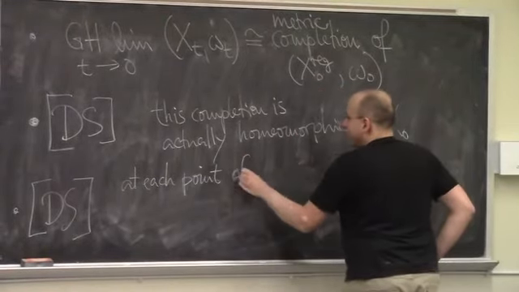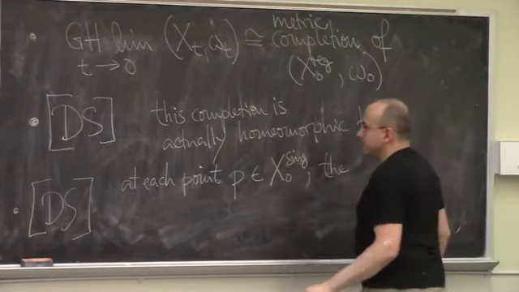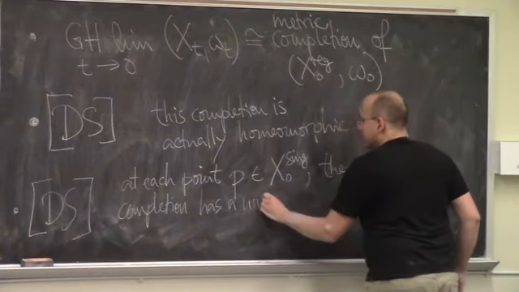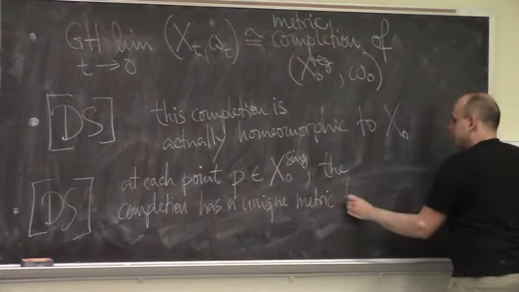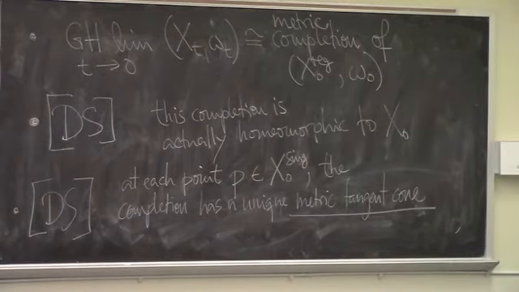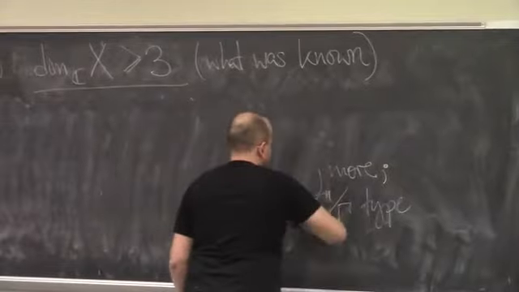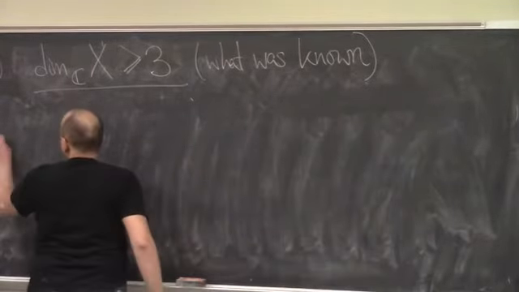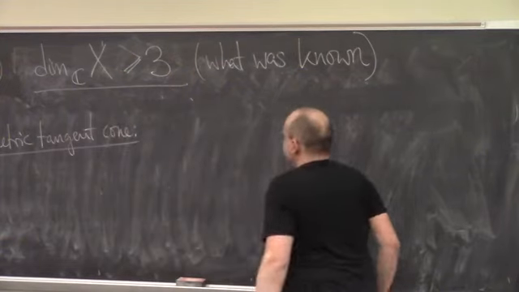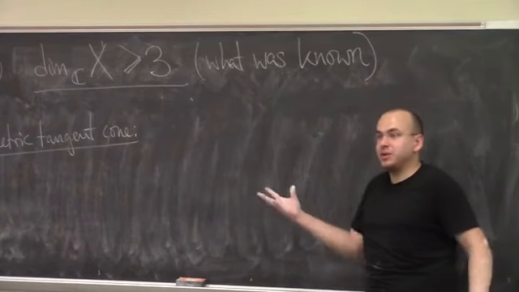At each point P of the singular locus, so this completion, the singular metric space, what's a metric tangent cone? Well, you take your metric space and you blow it up. You multiply the metric by larger and larger factors going to infinity, and you try to take a limit in the metric sense.